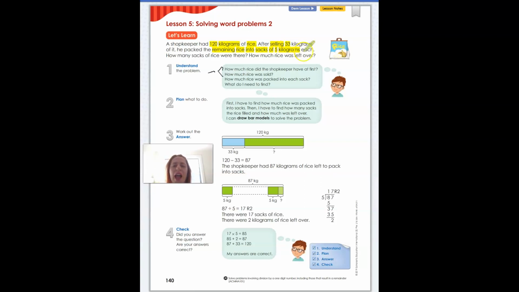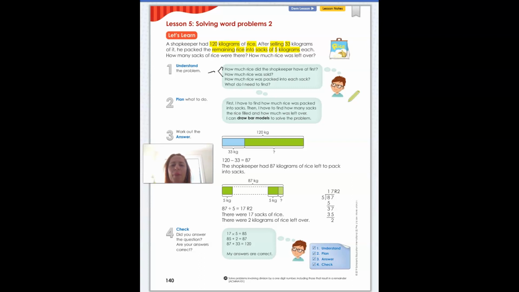Then it says, how much rice was packed into each sack? 5 kilograms. And what do I need to find? I need to know how much rice was left over after it being packed into those sacks. So plan what to do. Well, first I have to find out how much rice was packed into the sacks. Then I have to find out how many sacks the rice filled and how much was left over.